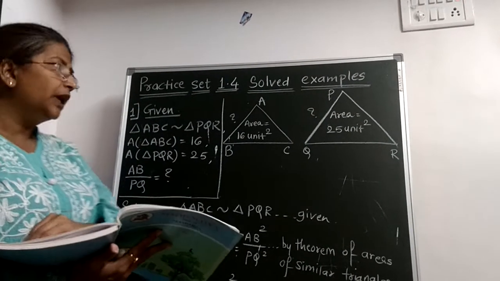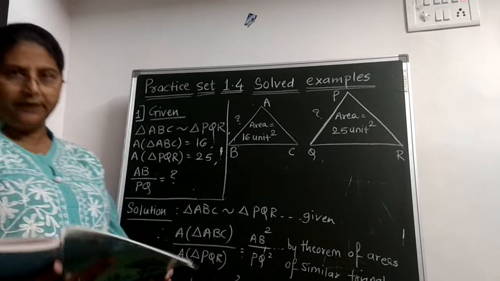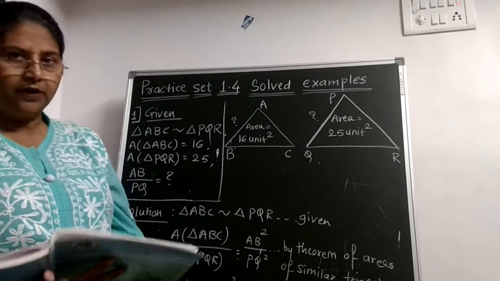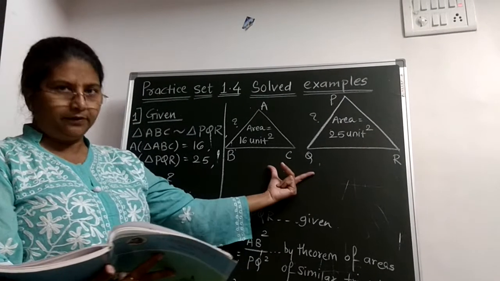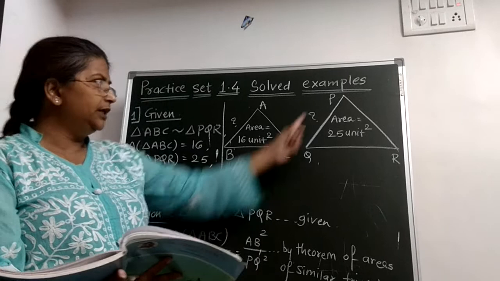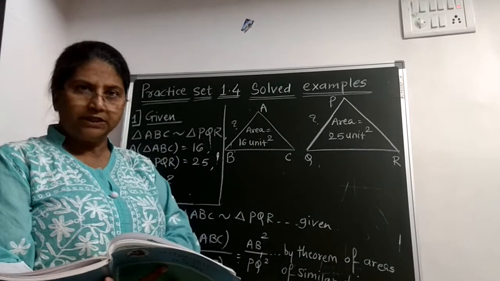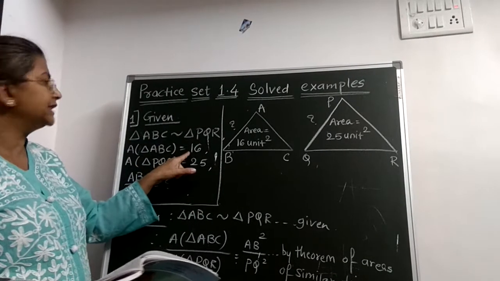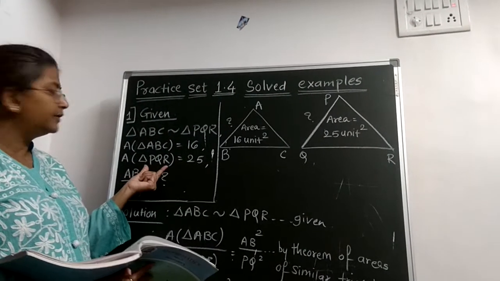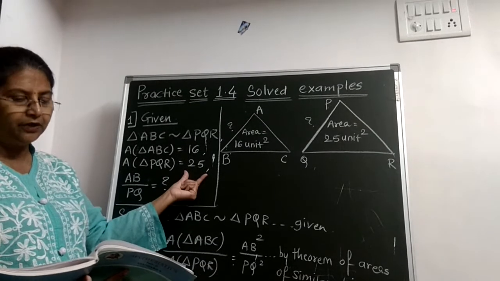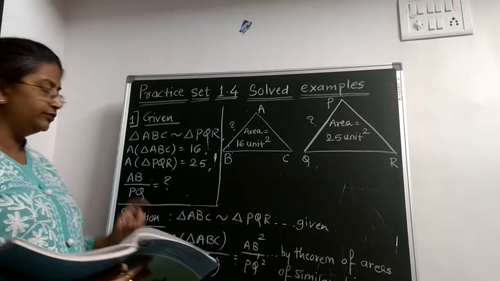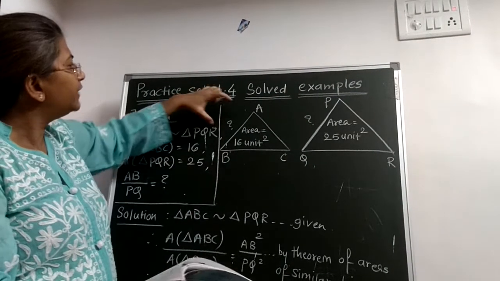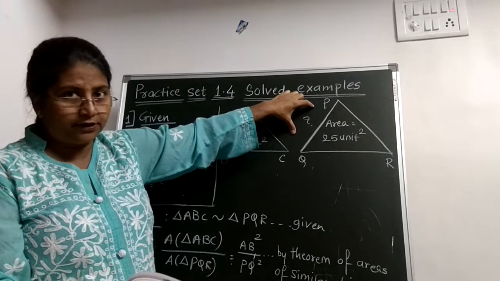As per solved example, question number 1, triangle ABC and triangle PQR are similar to each other. Let's assume triangle ABC and triangle PQR are similar. The area of triangle ABC is given as 16 units and that of triangle PQR is given as 25 units. Now we have to find the value of AB is to PQ. If you look at the figure, you will find that AB and PQ are the corresponding sides.